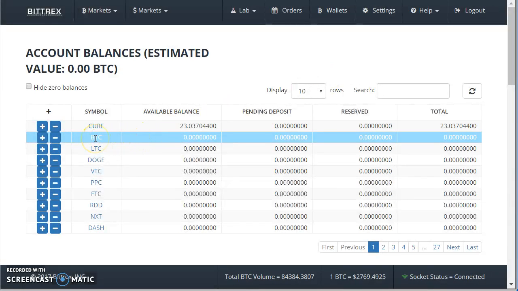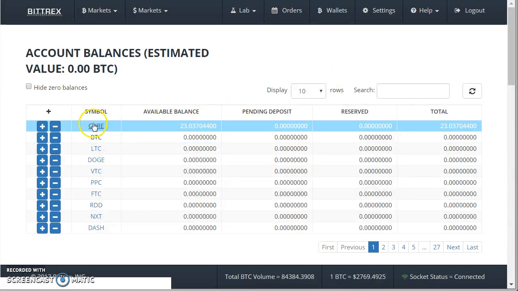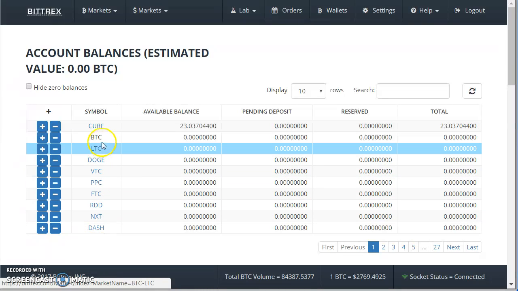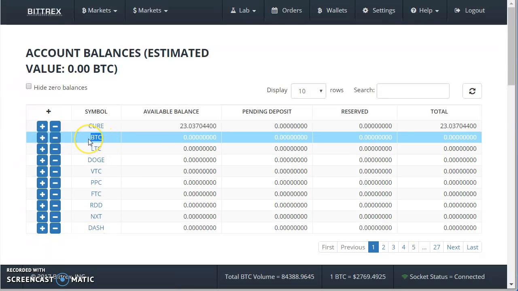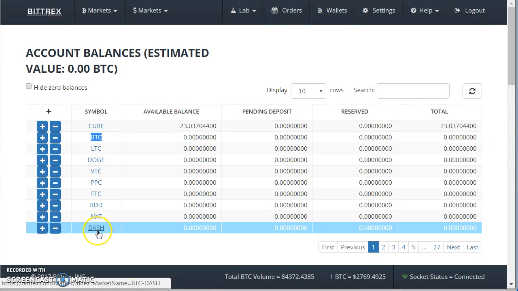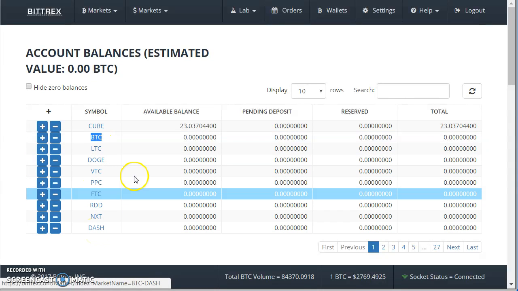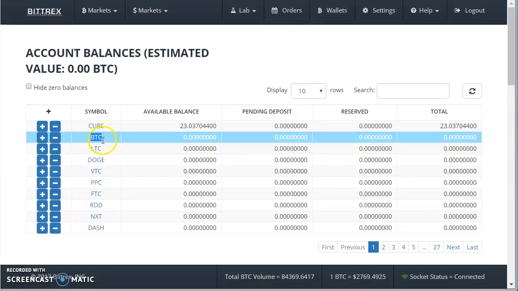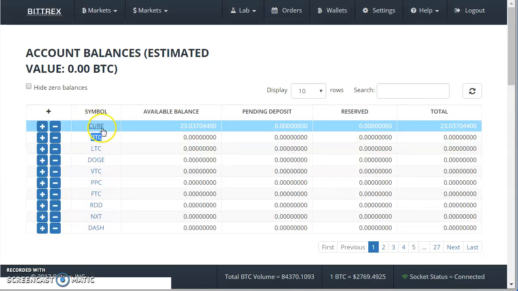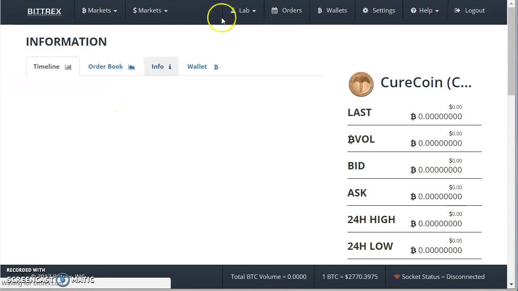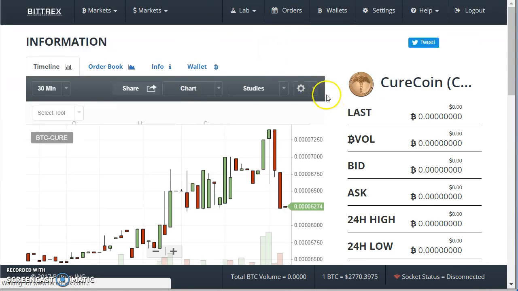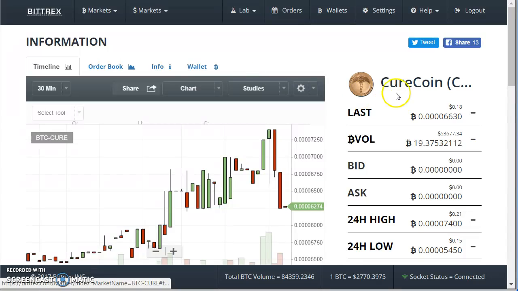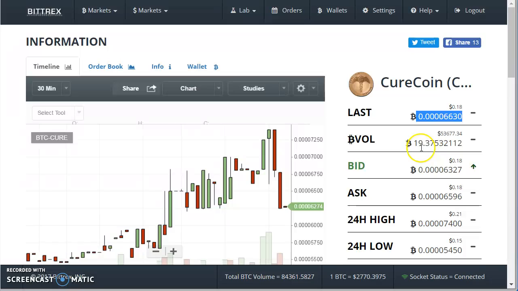Once I have BTC here, then I can trade BTC for any of these other coins. So once you have BTC, think of BTC as your entrance into the crypto world. Once you have BTC, you can always trade any other coin in terms of BTC. There are some other secondary markets, but the primary market is any coin over BTC. So if I were to go back to Cure Coin here, you can see that this is the BTC market. So all the prices are denominated in Bitcoin.